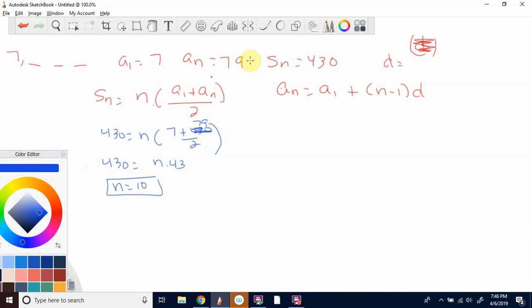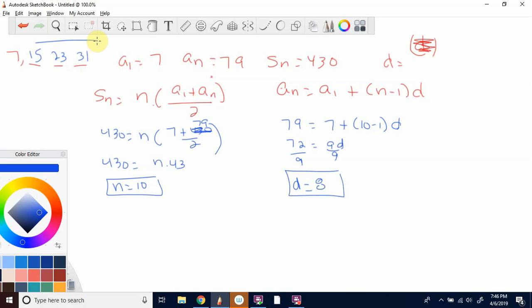So now I can come over here and go a sub n is 79 equals 7 plus 10 minus 1 times d. So I'm going to subtract 7, so I get 72 equals 9d. Divide by 9, and d equals 8. So now I can just add 8, so it's 15, 23, and 31.